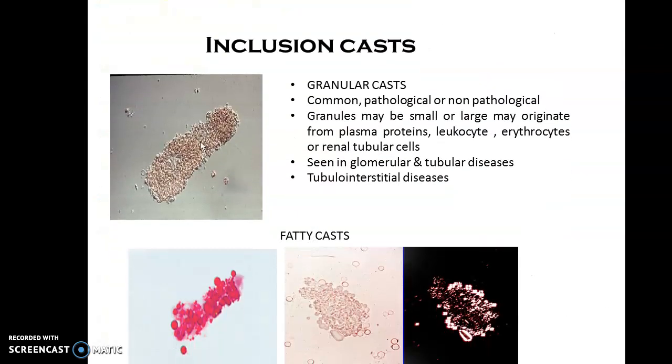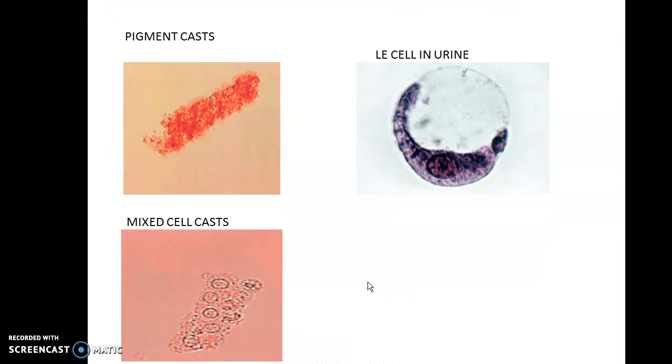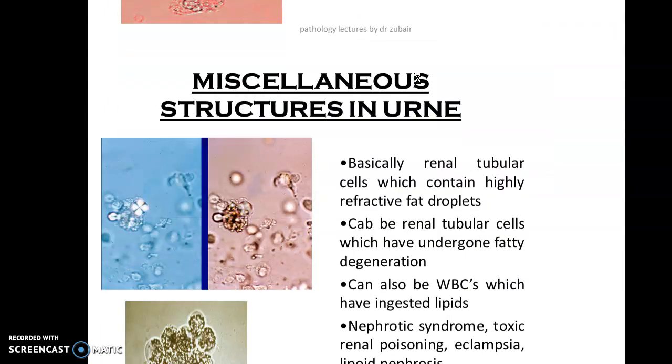Among the inclusion casts, the common one is the granular cast. It can be pathological or non-pathological, and is just made up of granules. The cylindrical shape is important. These can originate from plasma proteins, leukocytes, erythrocytes, or renal tubular cells. They are seen in glomerular and tubular diseases. Likewise, you can also have fatty casts. We can have pigment casts, mixed cell casts, and Ellis cells in urine.